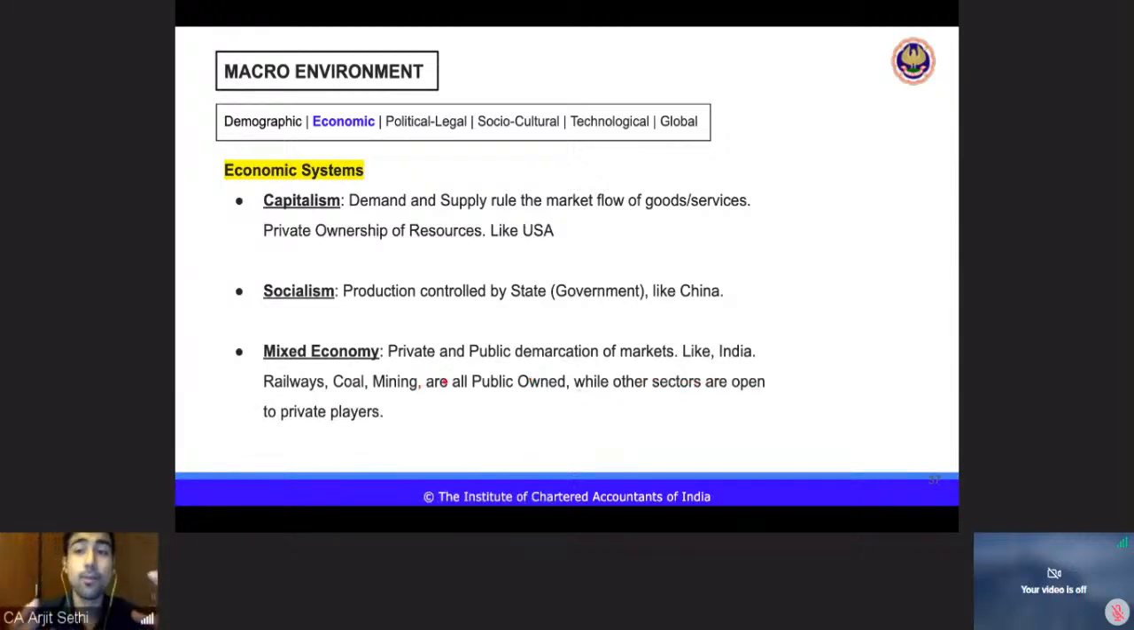So why is this important to understand? Because as a business, if I'm a businessman working in India and I want to go to China to open a business, I have to understand what type of economic system is there. There is socialistic system. Government controls everything. So I have to plan according to it. That is why it is important to understand the microenvironment, economic environment, which has different economic systems, right? This is why it is important to understand.